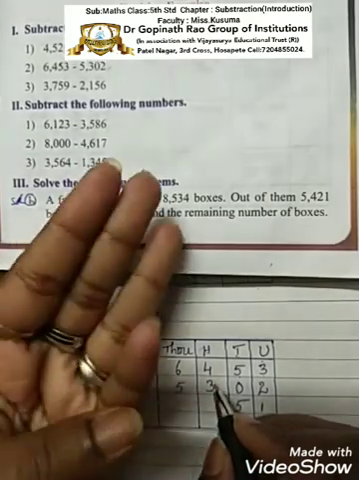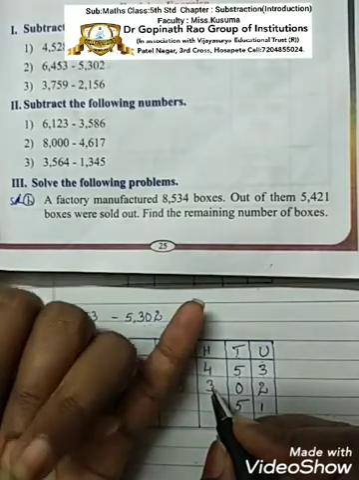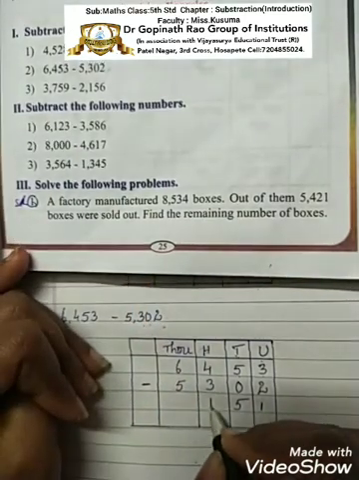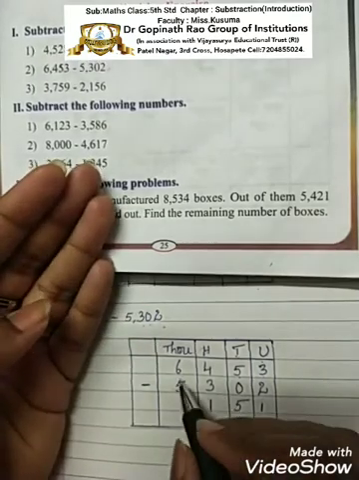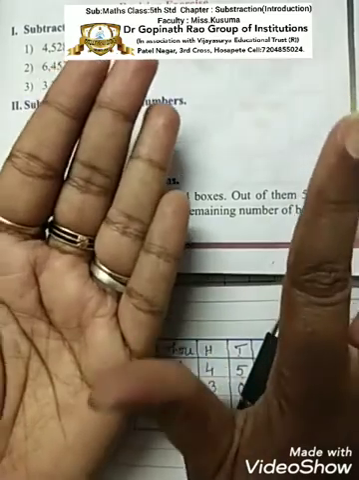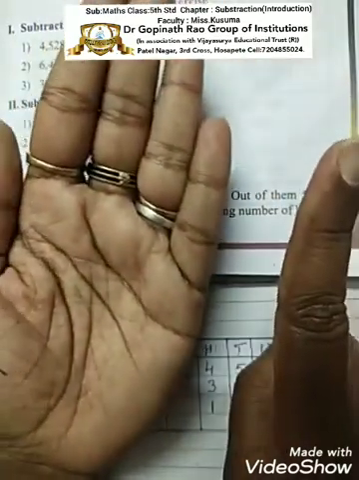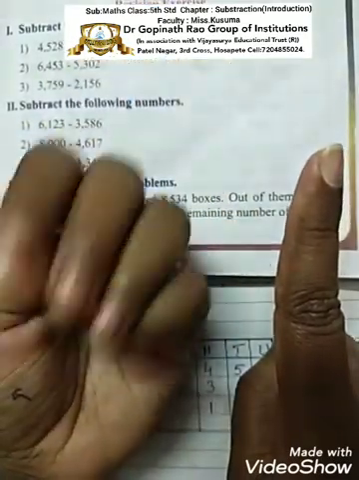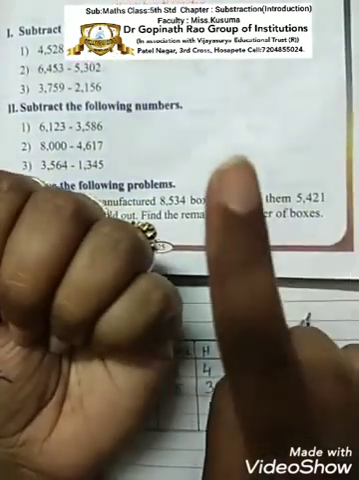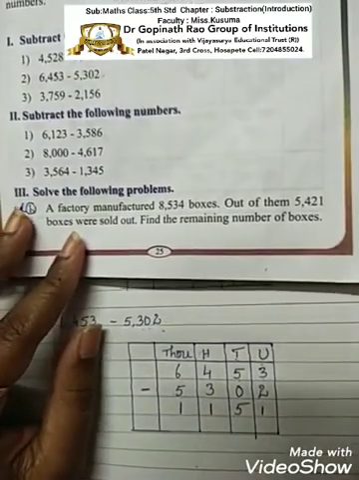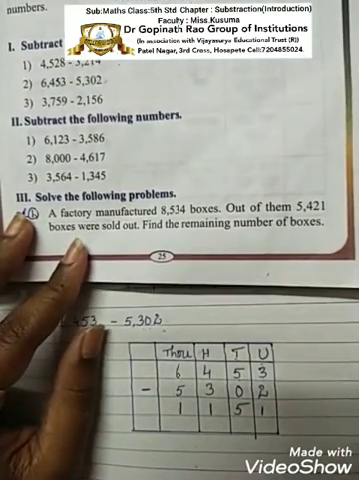Next 4. 4 minus 3. The remaining answer is 1. Similarly, 6 minus 5. See, here there are 6 fingers, isn't it? In this we subtract 5, means close all the 5 fingers. We are left with only 1, isn't it? Therefore 6 minus 5 is 1. Is that clear, children?